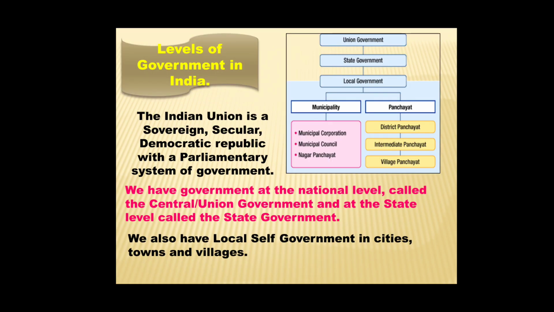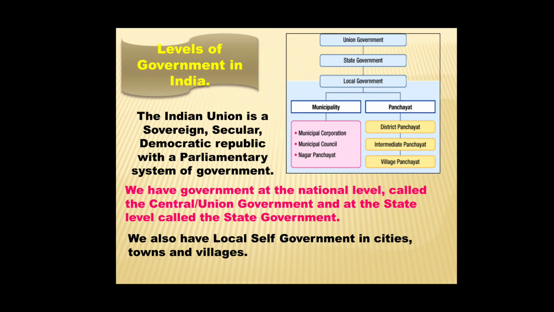Levels of government in India. See, there are three kinds of government: union government, state government, local government. Now, local government is of two types, municipality and panchayat. At the municipality level, what are there? Municipal corporation, municipal council, nagar panchayat. And in panchayat, we have district panchayat, intermediate panchayat and village panchayat.